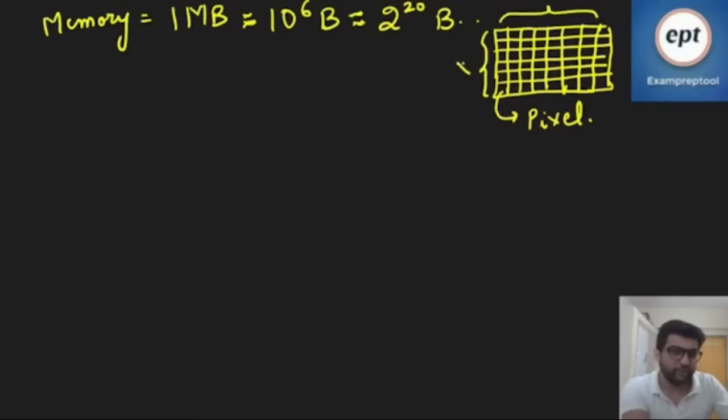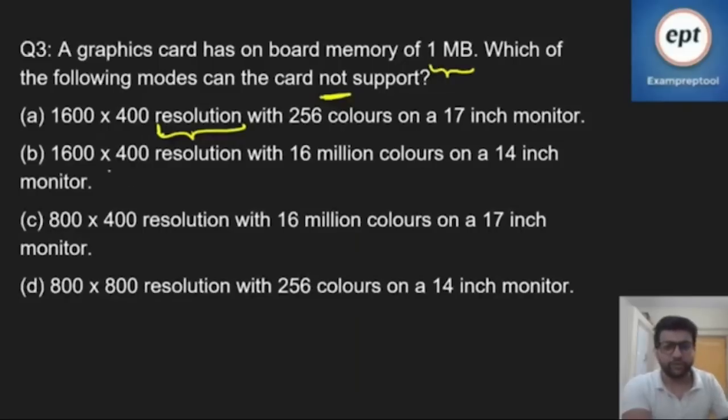If we have X number of pixels vertically and Y number of pixels horizontally, that means the resolution of the screen is X cross Y. We have been given the options in the format that we have been given the resolution of the screen, and we have also been given how many colors this screen supports.